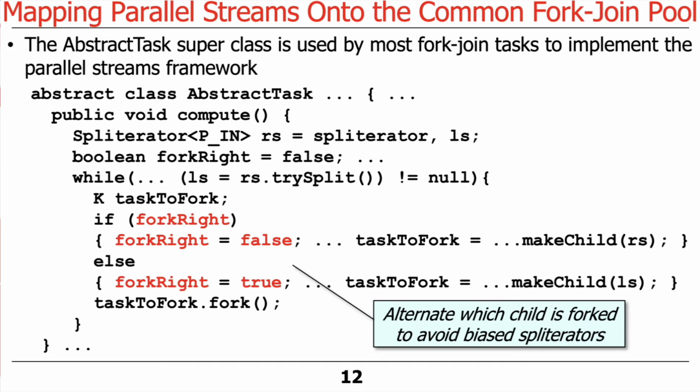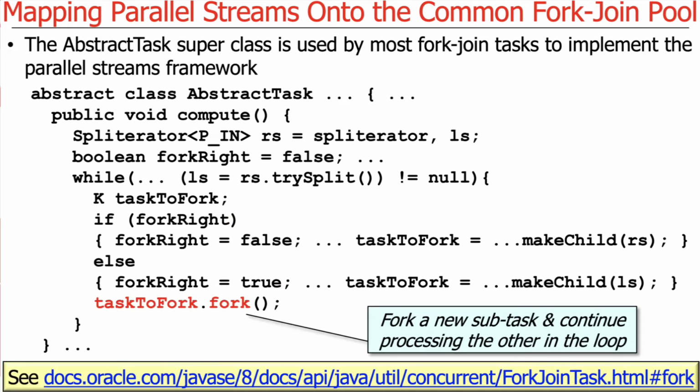But you can see every time you fork right, you change that to false. And every time you didn't fork right, you change it to true. Whenever we decide what we're going to fork, whatever you decide to do, you set this task to fork to either the right child or the left child. So now we have a task to fork, and we fork it.